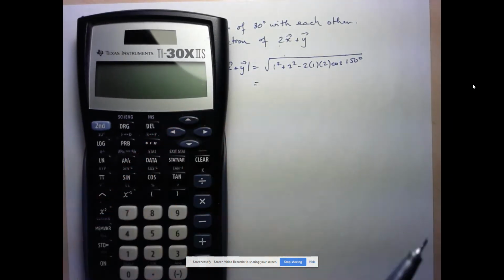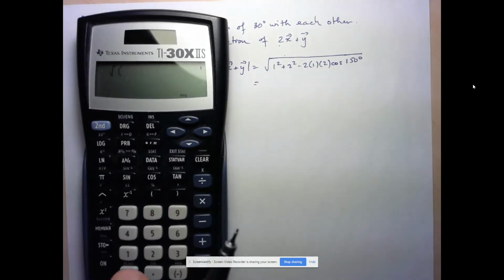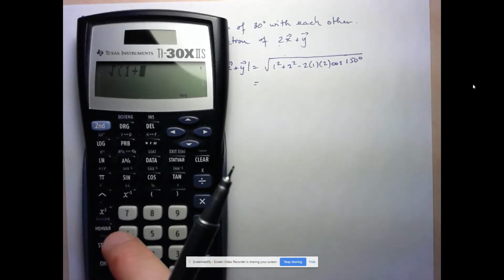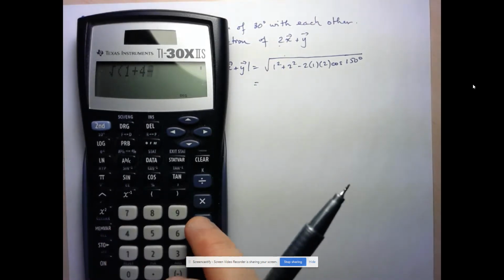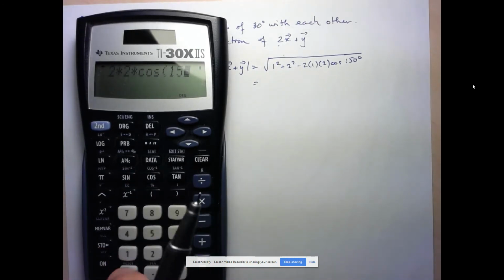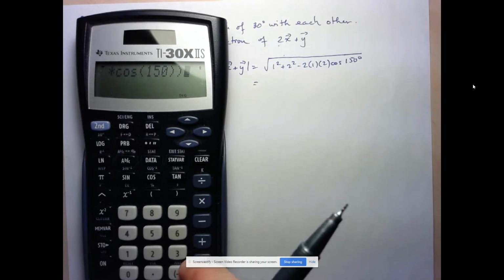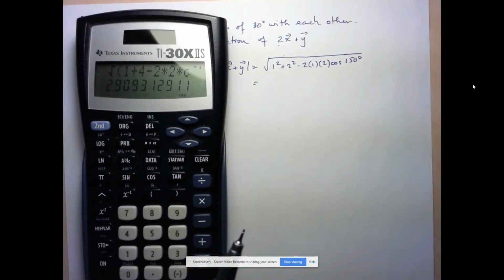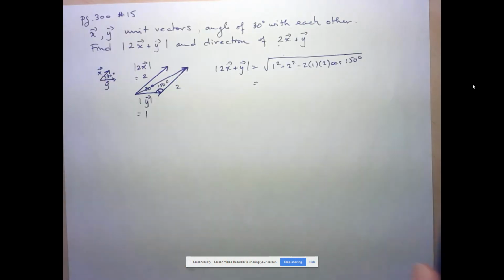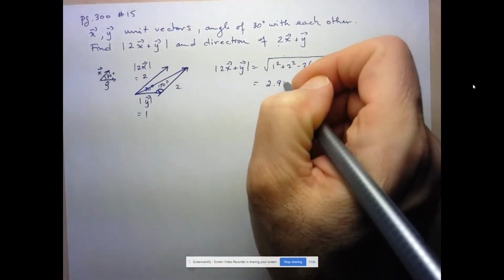All right, so let's get our calculator here. And so we've got the square root of 1 plus 4 minus 2 times cos of 150. Okay, and let me check. Yeah, calculator's in degrees. And so here we get 2.91. All right, so our magnitude is approximately 2.91.